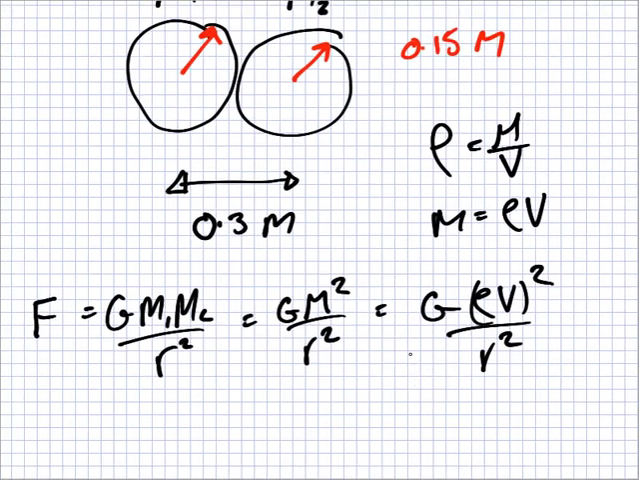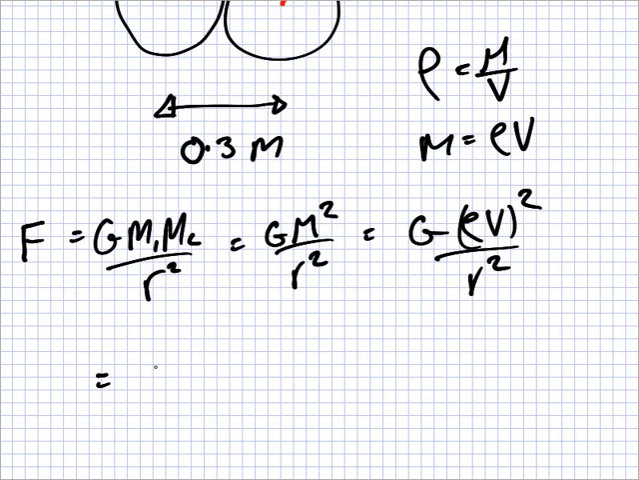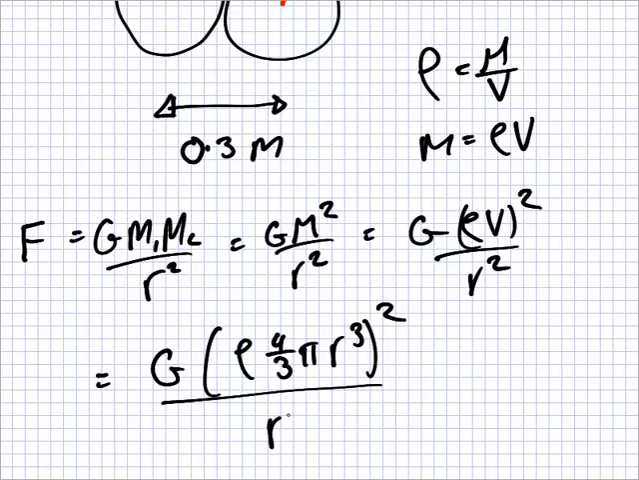And do we know the volume? We do. So it's G density 4 over 3 pi r cubed, squared, over r squared. So if we put all the numbers into the calculator, we can get the answer.